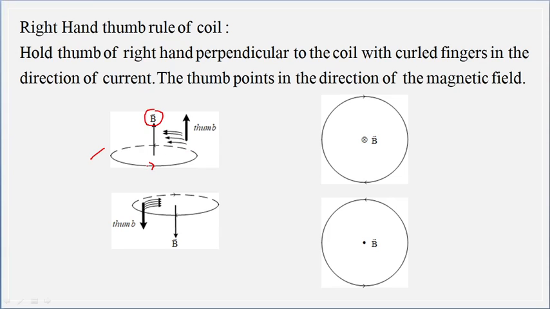So here the direction of current is like this. Keep the fingers of your right hand in the direction of the current. Then the thumb will point in the direction of the magnetic field. Now in this case, the current is this way, so you have to keep the fingers curling this way, in the direction of the current.